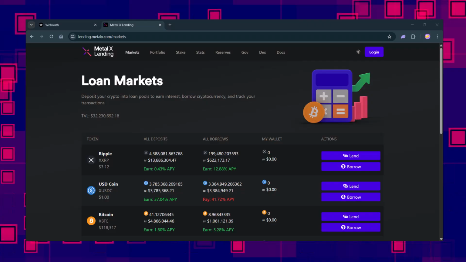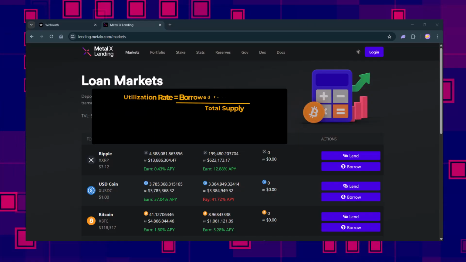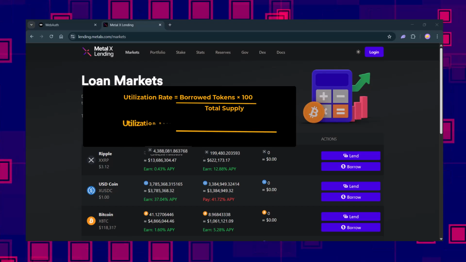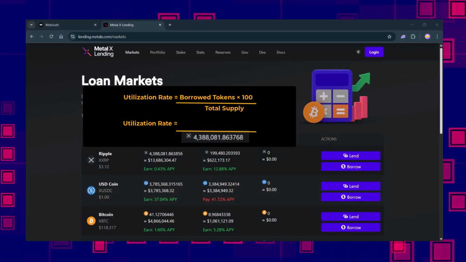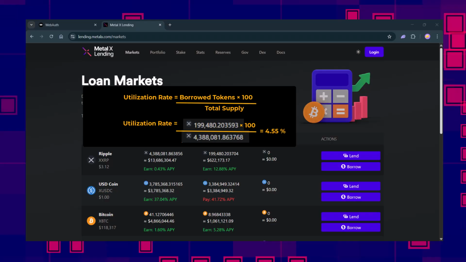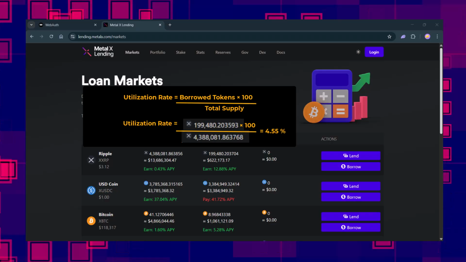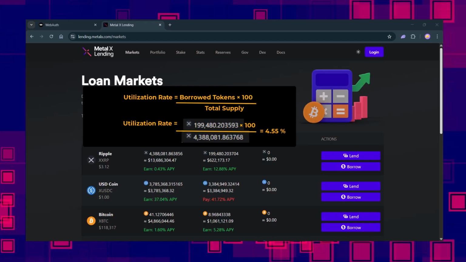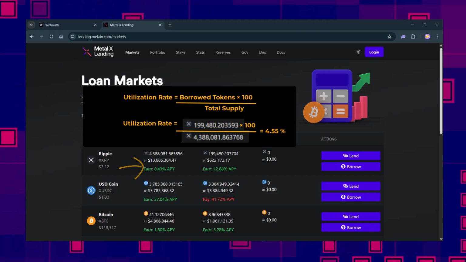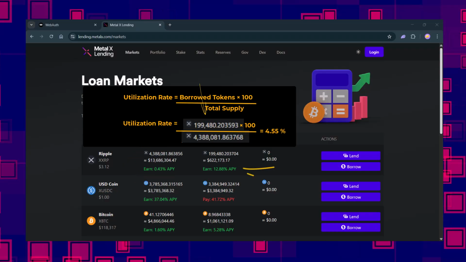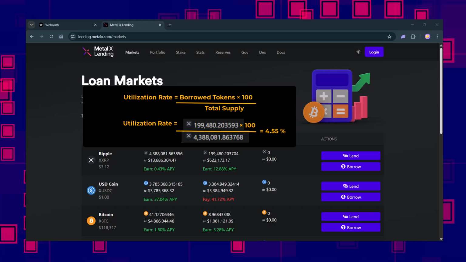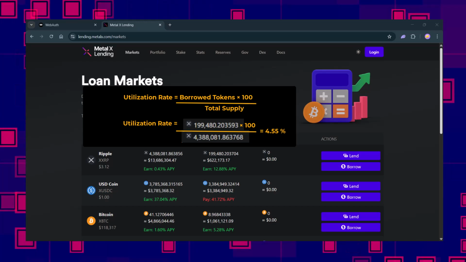But why are the APYs for lending Ripple so low right now? Let's look at the utilization rate, the ratio of borrowed tokens to the total supplied. We have 4.38 million XRP deposited and just 199,000 XRP borrowed. That's a utilization rate of only 4.55%. So only a small fraction of XRP in the system is being borrowed. This tells us the platform isn't in need of more XRP liquidity right now, so it offers a lower APY for lending. On the flip side, the positive APY for borrowing is designed to attract more borrowers. So here's a general rule. The lower the utilization rate, the lower the APY, and vice versa.